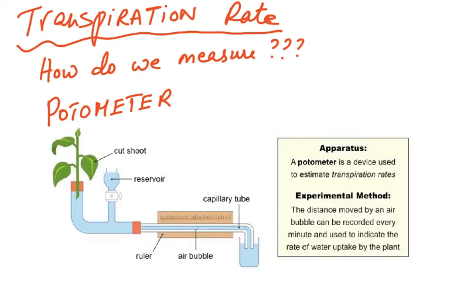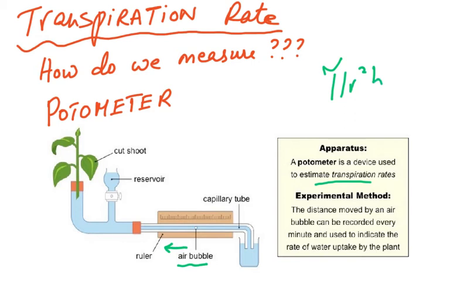Now here is a diagram to show you a potometer, and a potometer is a device used to estimate the rate of transpiration. The experimental method is the distance moved by an air bubble. So there is an air bubble and the distance it will move can be recorded every minute and used to indicate the rate of water uptake by the plant. You see, the volume can be calculated by using the formula pi r square h.